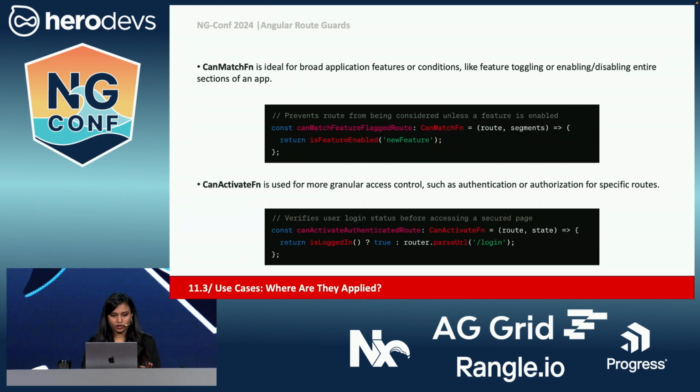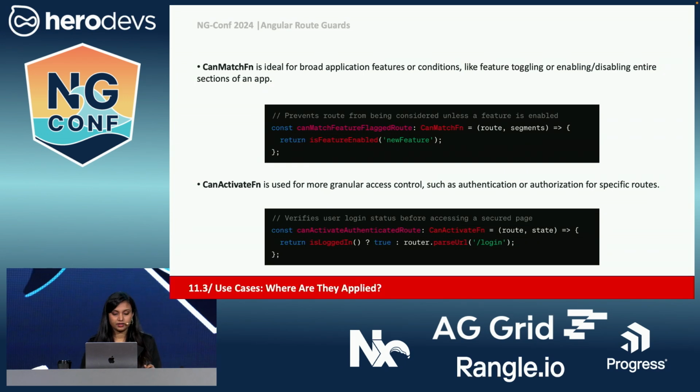So as we can see in the code here, there's a canMatch guard, and it prevents the route from being considered unless a feature is enabled. If the feature is enabled, then the route will be matched, and then the component will be loaded.